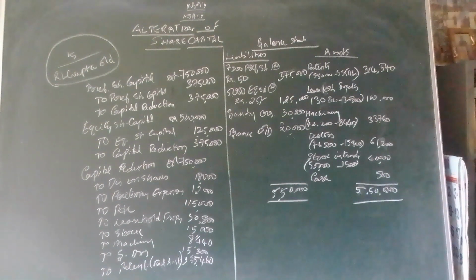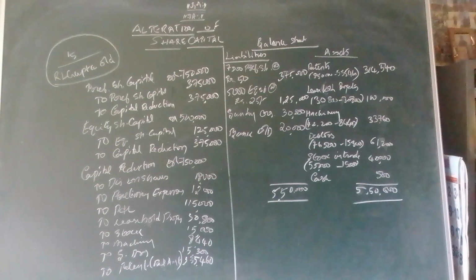The first entry is preference share capital account debit to new preference share capital and capital reduction. Debit preference share capital with the balance sheet value 7,50,000, that is 7,500 shares at the rate of 100. Credit preference share capital, the amount reduced to an equal number of fully paid shares of rupees 50 each. So 7,500 into 50 comes to 3,75,000. The balance 3,75,000 is capital reduction.